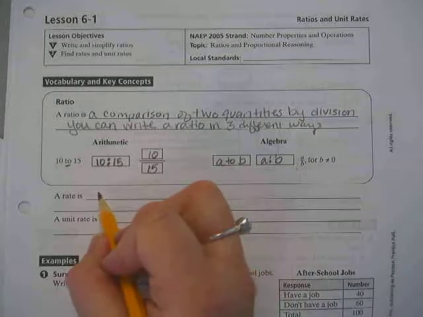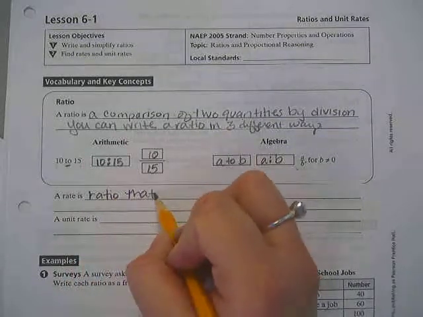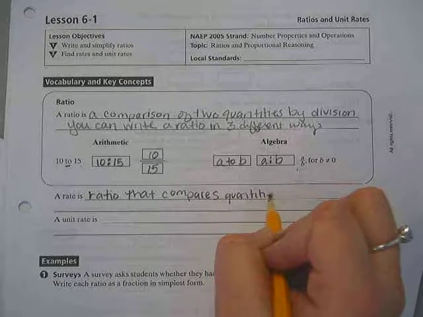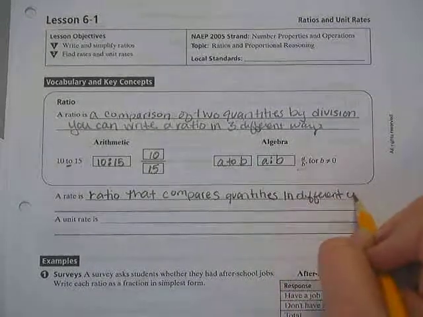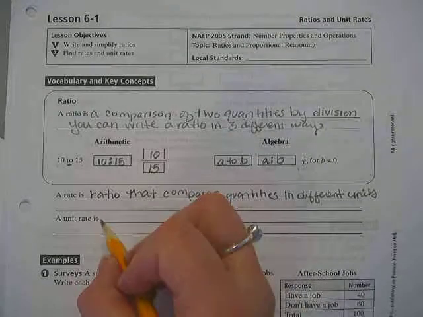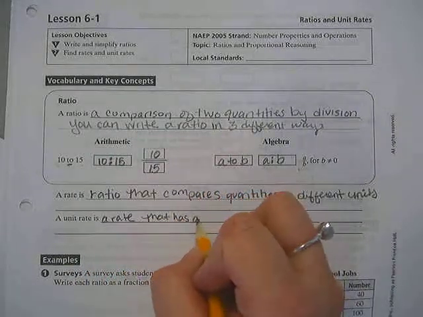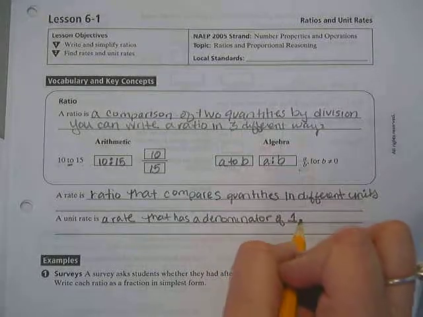Now, a rate is a type of ratio. A rate is a ratio that compares quantities in different units. A ratio that compares quantities in different units. And a specific type of rate is a unit rate. A unit rate is a rate that has a denominator of 1.